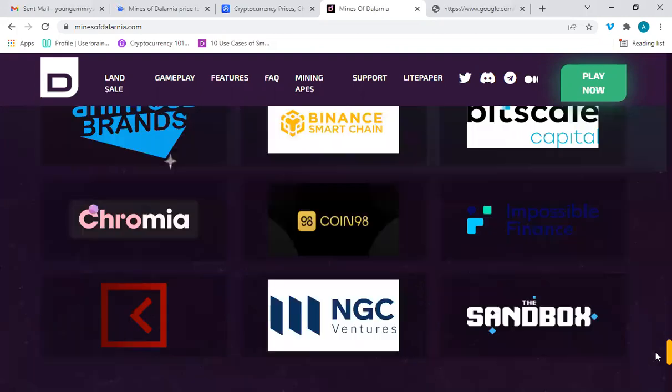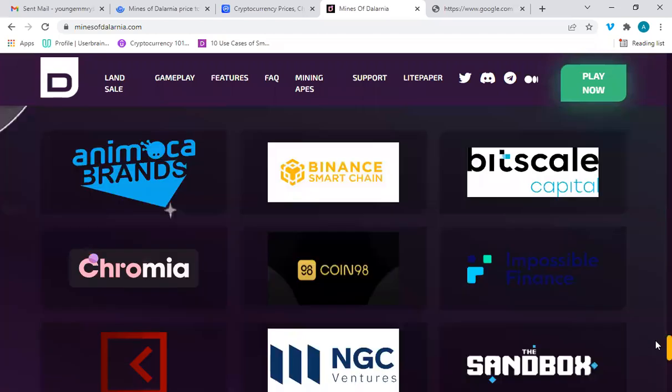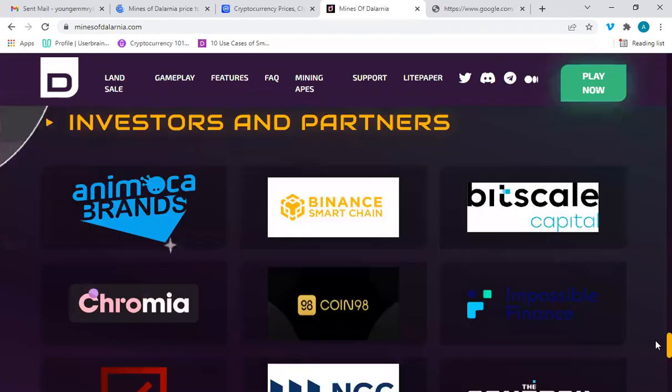Now see something now. These are partners and investors of this coin. You can see it, right? You can see Coin98, you can see Sandbox, you can see Chromia. In fact, Binance is among their partners. Let me show you. So investors and Binance, you can see it, right? So when I see this, it's actually a green light for me.